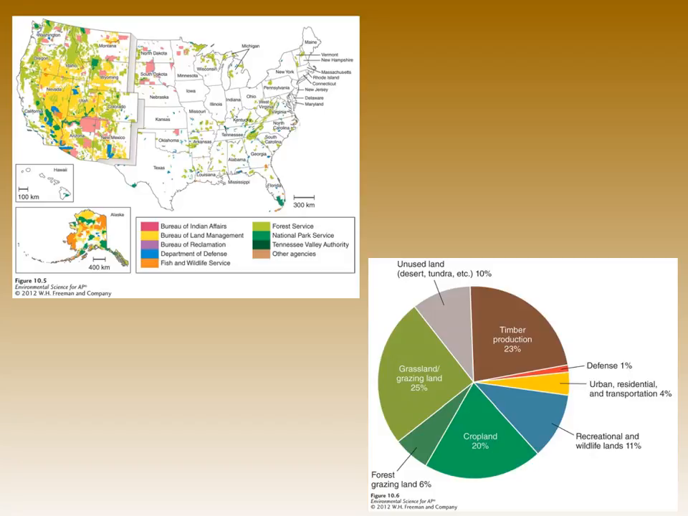The funny thing is 95% of all federal lands are managed by 4 federal agencies: the Bureau of Land Management, the U.S. Forest Service, National Park Service, and the Fish and Wildlife Service. The Bureau of Land Management deals with grazing, mining, timber harvesting, and recreation. The U.S. Forest Service deals with timber harvesting, grazing, and recreation. The National Park Service deals with recreation and conservation. Fish and Wildlife Service deals with wildlife conservation, and this is where you get your hunting and fishing licenses also.